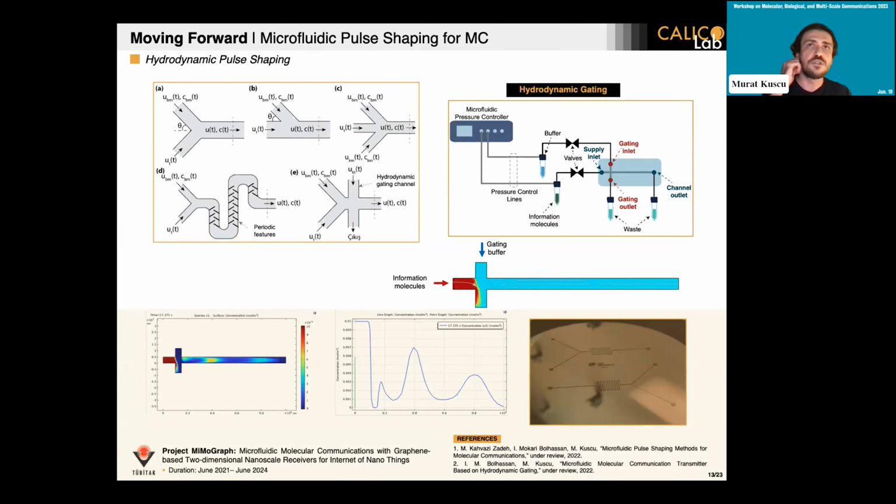This technique uses only the interplay between different hydrodynamic forces supplied through different inlets of the channel to shape the chemical waveforms inside microfluidic channels. We are, for example, working on this hydrodynamic gating technique, where the information molecules supplied through this inlet continuously are switched on and off through this buffer flow supplied through this gating inlet. And we show through both simulations and experiments that it is able to generate very short and high bandwidth concentration waveforms inside microfluidic channels.